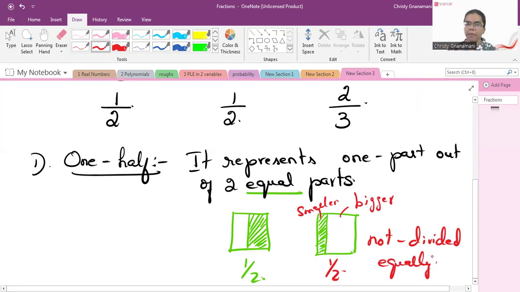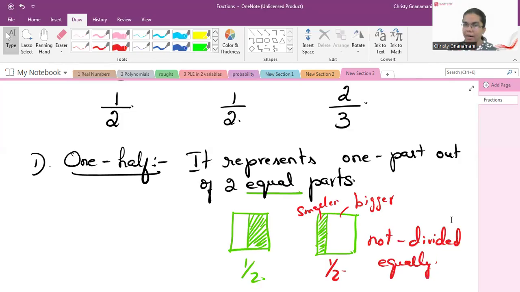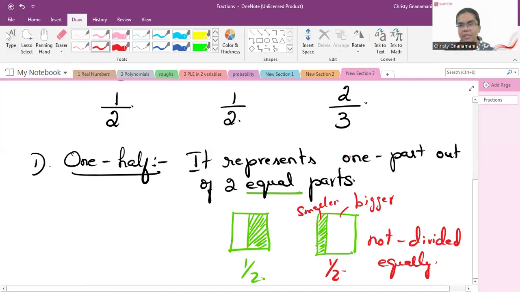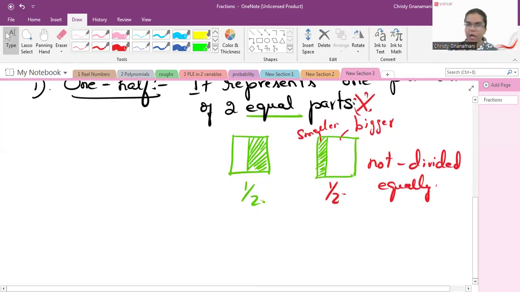Okay, so whenever the given figure is not divided into equal parts, you cannot say that the shaded part represents one part or two parts of the given figure. So you have to make sure that the given figure is divided into equal parts, and this is very important. Okay. So now let's go to the second type of fraction. So now we've learned 1/2. What is 1/2? It represents one part out of two equal parts. And then what is the second one?